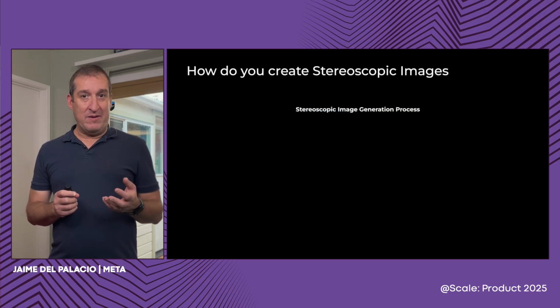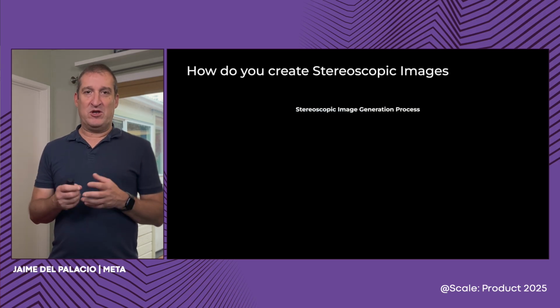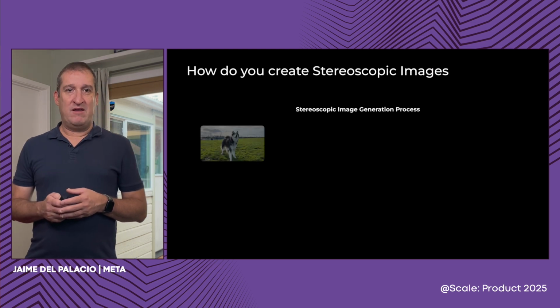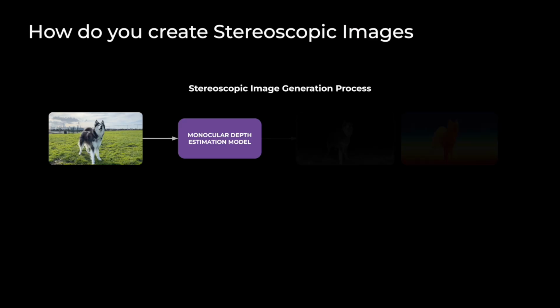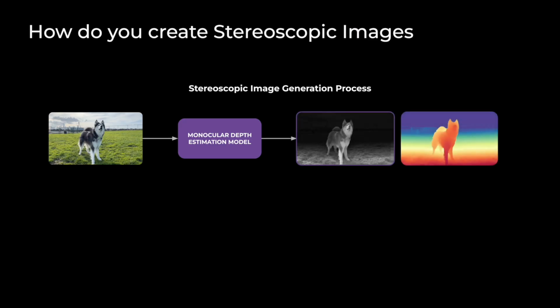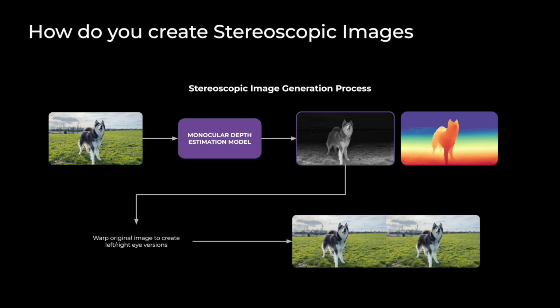Creating a stereoscopic image is fairly simple. We take the original 2D image, and we run it through an AI model to estimate the depth of each pixel. These models are called monocular depth estimation. This generates a depth map for each pixel that we then use to shift pixels around and to inpaint the missing parts. Finally, we encode both sides of the image into a single file.